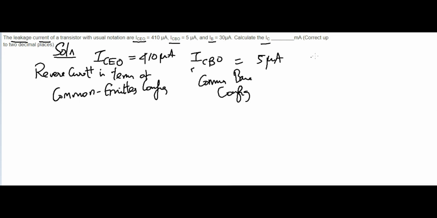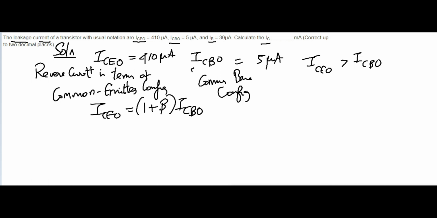So from this you can see that ICEO is greater than ICBO. You can know the relation between ICEO and ICBO: ICEO is equal to (1 plus beta) into ICBO. I hope you know this formula because it's a simple formula you study in electronic devices and circuits. Now we just need the formulas. To calculate IC, we know IC is beta into IB plus (1 plus beta) into ICBO.